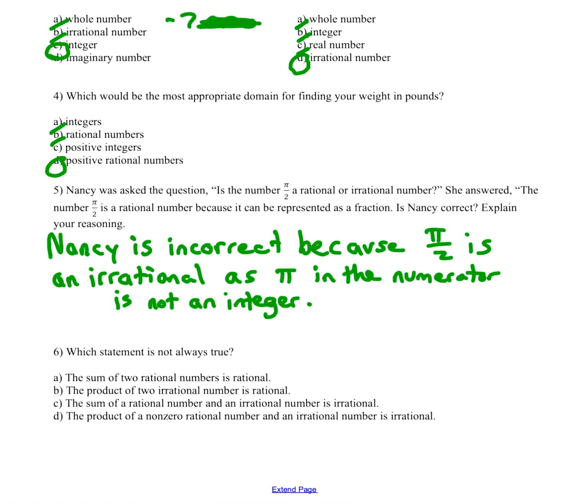And number 6, which statement is not always true? So we're trying to prove one of these statements false. So I'm going to go through A, B, C, and D, and I'm going to try and prove each statement false. The sum of 2 rational numbers is rational. So let's think of 2 rational numbers. We can add 1 plus negative 49. Let's see if we can get this number to be irrational. That is not irrational yet, so I'm going to cross this off for the moment.